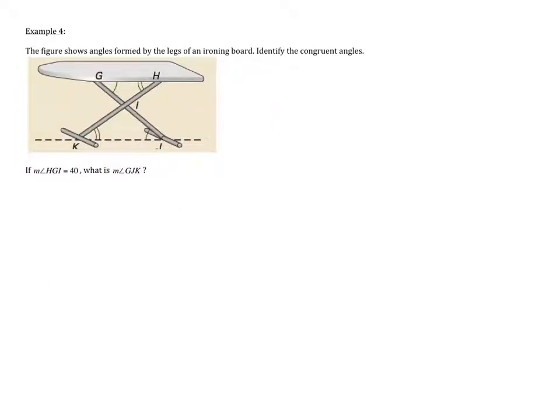Example number 4. The figure shows examples formed by the legs of an ironing board. Identify the congruent angles. So if you see here, we have those crescents marking that this angle, G, is congruent to angle J. That's a J down there, kind of got cut off. And then we see 2 of the little crescents marked on angle H and on angle K. So since I'm just talking about the angles themselves and not their measures, I can just say angle G is congruent to angle J.